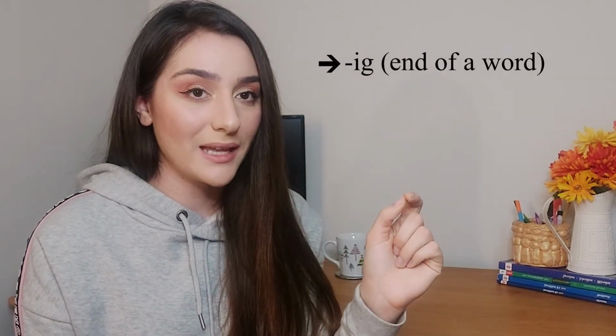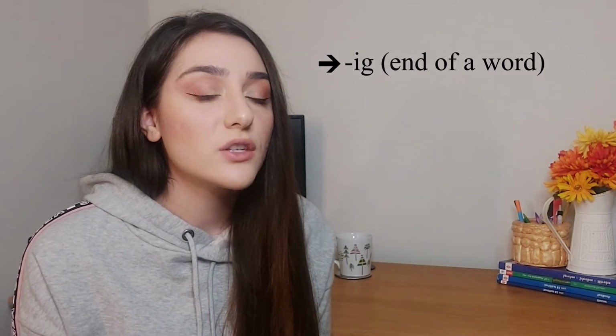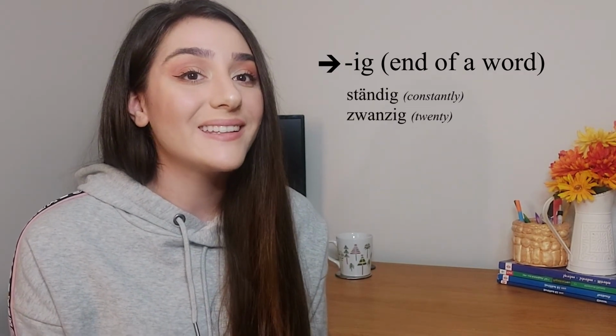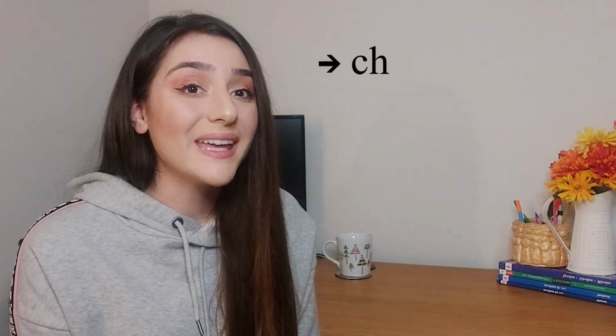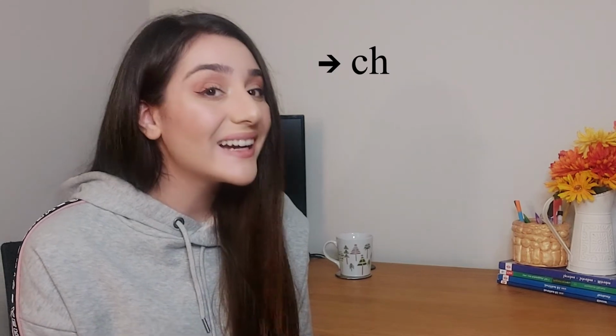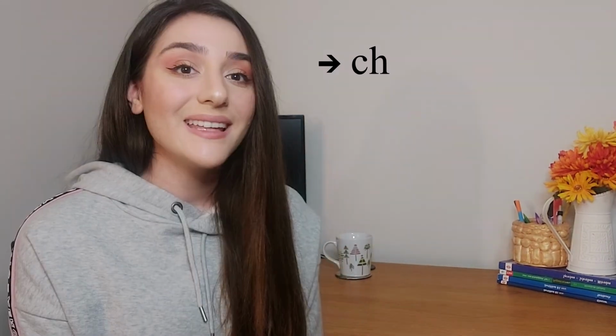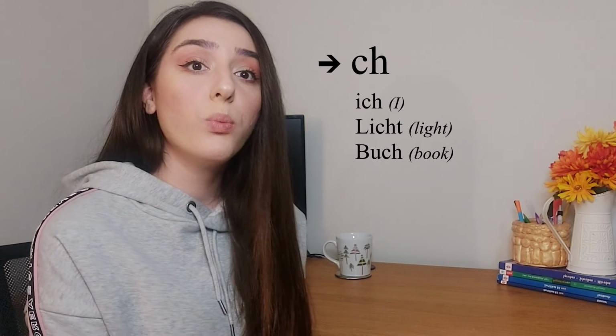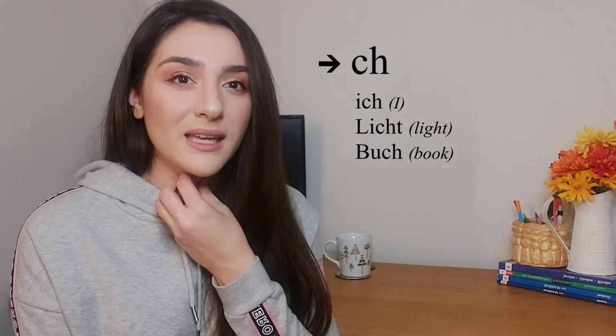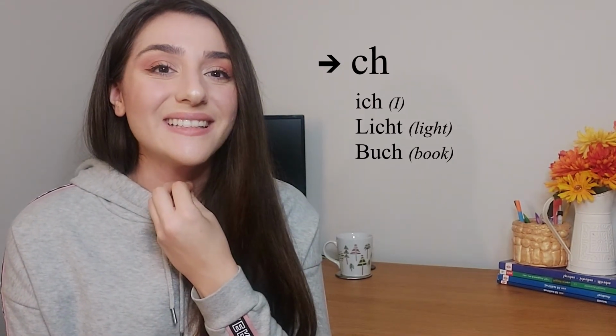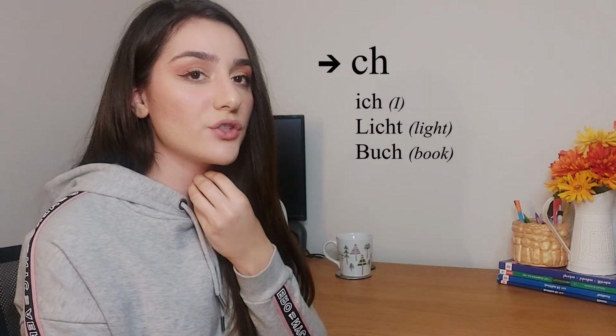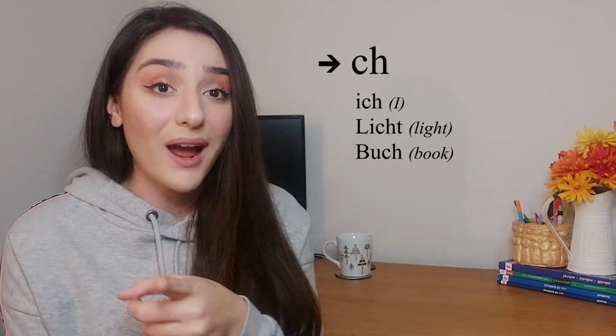Now let's see the rules on how to combine the consonants together and how these combined consonants make different sounds. The IG at the end is pronounced ich, so for example, ständig or zwanzig. Second rule, very important, especially for Americans. CH makes the sound in ich, Licht, Buch. So just take a look at it and practice.